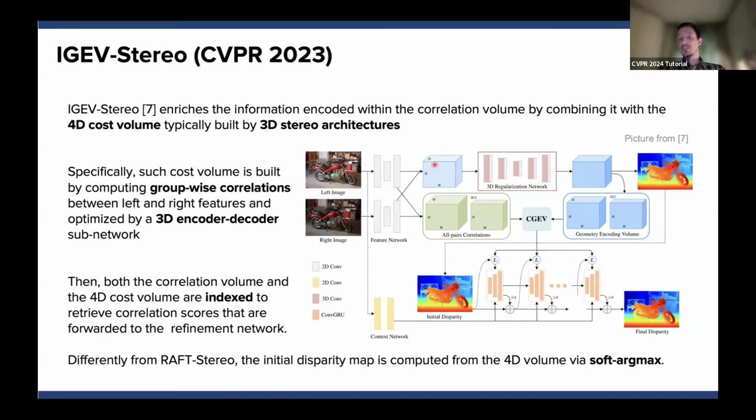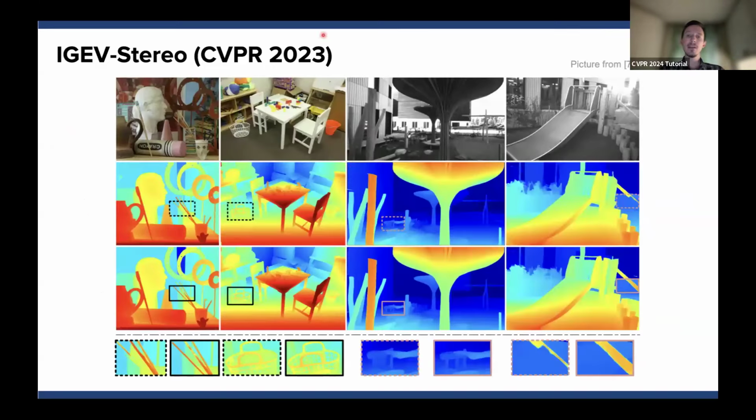And again, since we are building a 4D cost volume and we are refining it to obtain a first disparity map, this cost volume could also be used together with the all-pair correlation. So this time, IGEV-Stereo, differently from RAFT-Stereo, samples the matching cost both from the all-pair correlation table as well as from this geometric cost volume built in the form of the 4D cost volume that was used by the 3D architecture. And here we can appreciate some qualitative results.